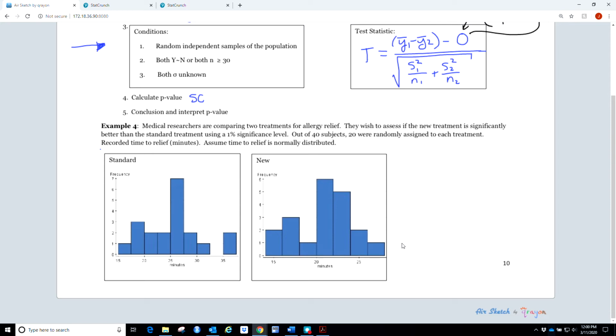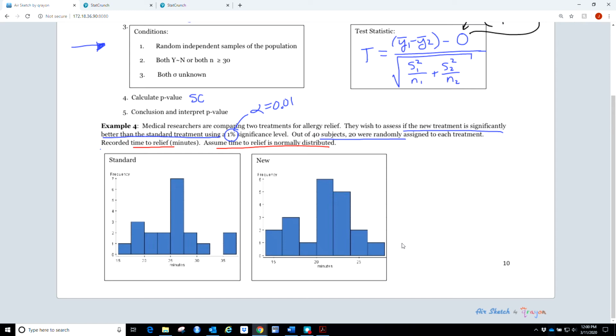So here we're looking at comparing two treatments for allergy relief. We want to see if the new treatment is significantly better than the standard treatment using a 1% significance level. So that's given us our alpha of 0.01. Out of 40 subjects, 20 were randomly assigned to each treatment. We recorded the time to relief.